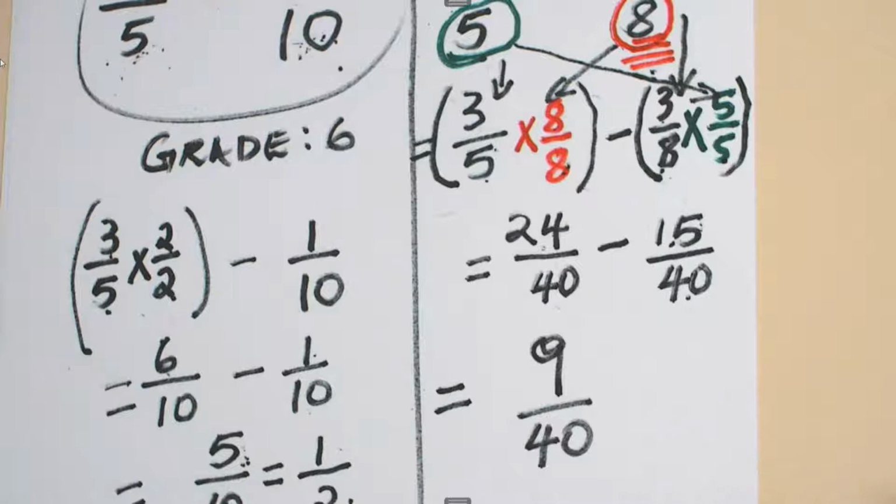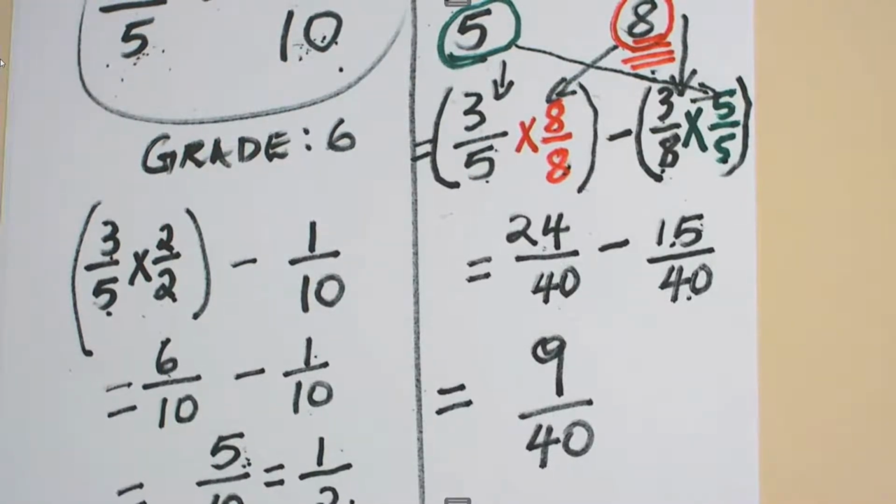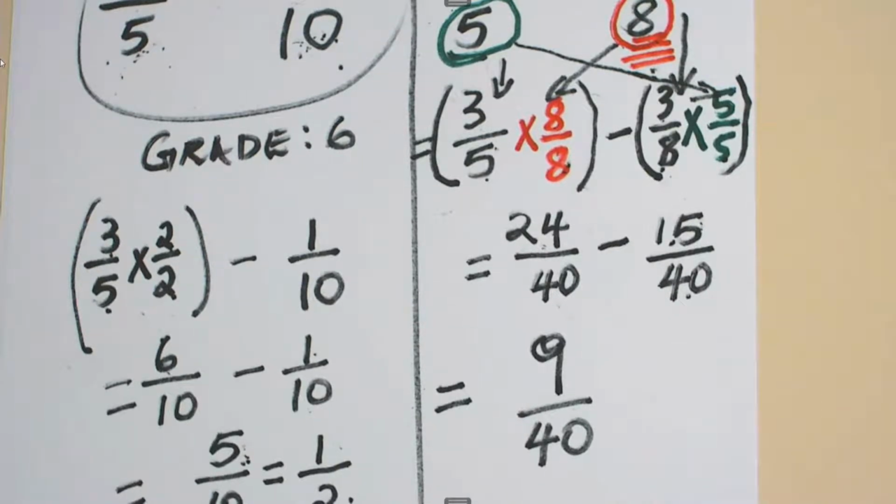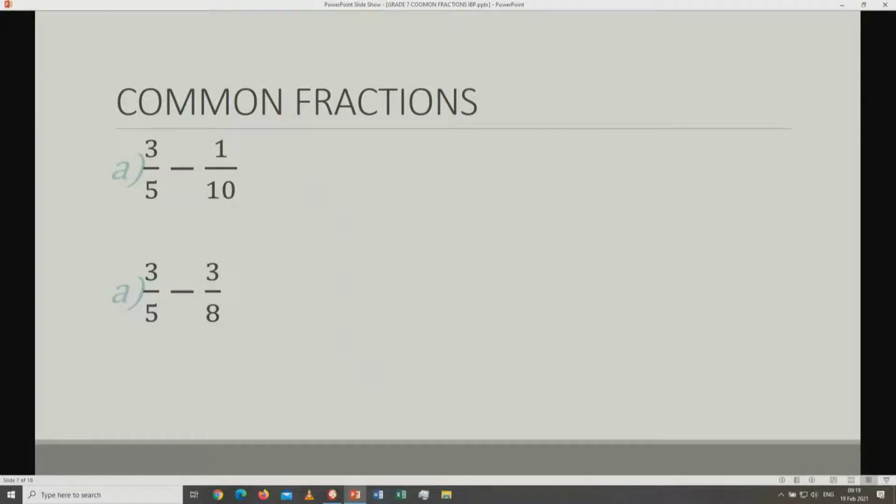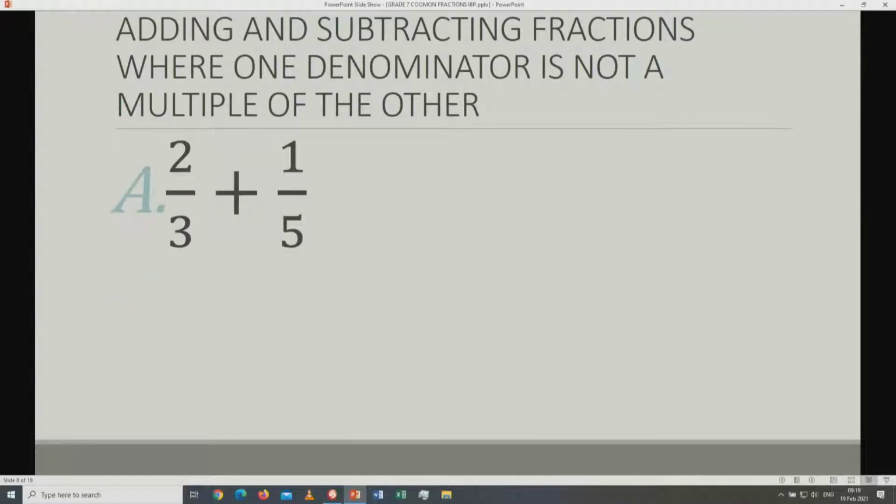This is how we deal with the fractions where one denominator is not a multiple of the other. Right. Back to my presentation, guys. Now, let us see. We've already worked out those two. I've got others where we are adding and subtracting fractions where one denominator is not a multiple of the other. Example, we've got 2/3 plus 1/5.